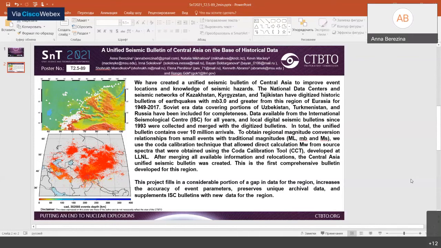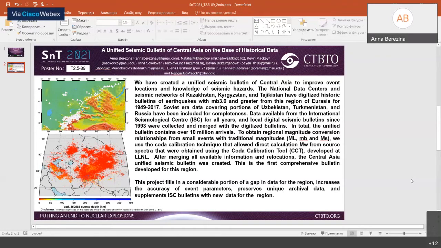To obtain regional magnitude conversion relationships for small events with traditional magnitudes ML, MB, and MS, we use the code calibration technique that allows direct calculation of moment magnitude using the code calibration tool developed by Lawrence Livermore National Laboratory. After merging all available information and relocations, the Central Asian Unified Seismic Bulletin was created.